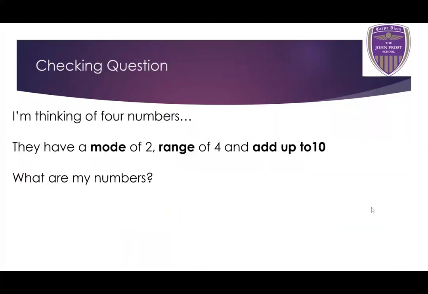I am thinking of 4 numbers. They have a mode of 2, they have a range of 4, and they all add up to 10. What are my numbers? So remember, the mode means the most common number will be 2, and the range of 4 means the biggest take away the smallest will be 4. So pause the video and have a think, what could these numbers be? Best of luck.